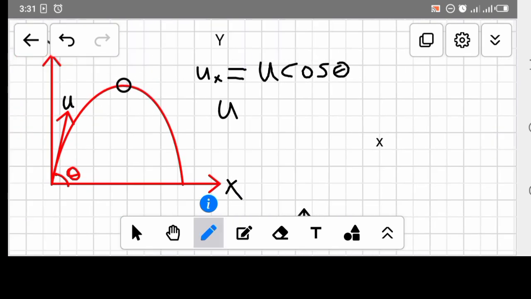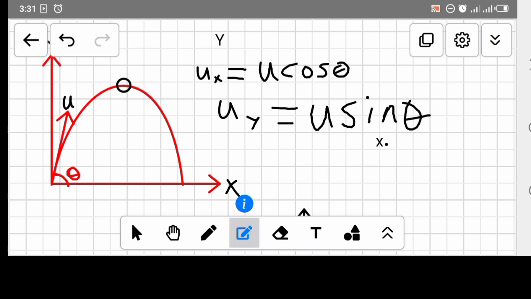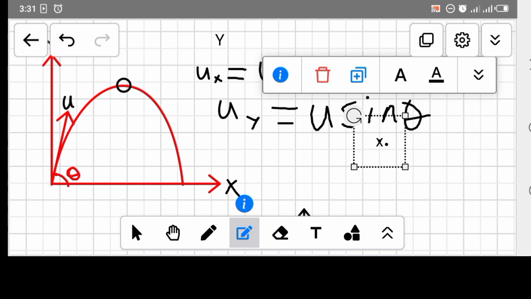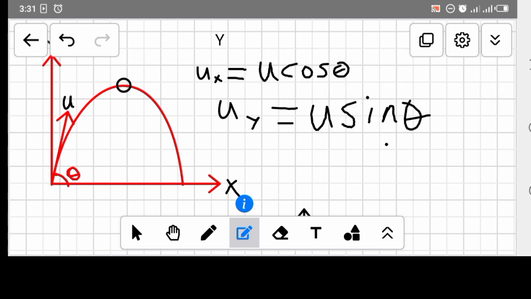That is uy. So uy is going to be equal to u sine theta. So these are the components of the velocities of the projectile. Now, the path of a projectile is called the trajectory.